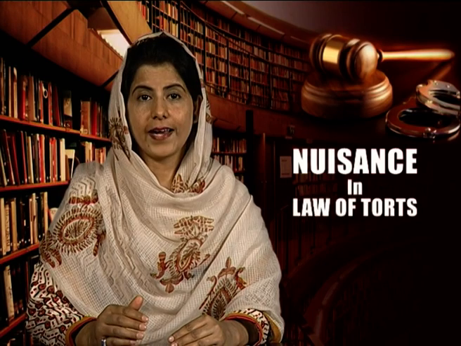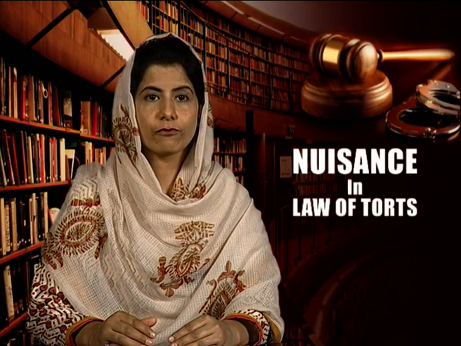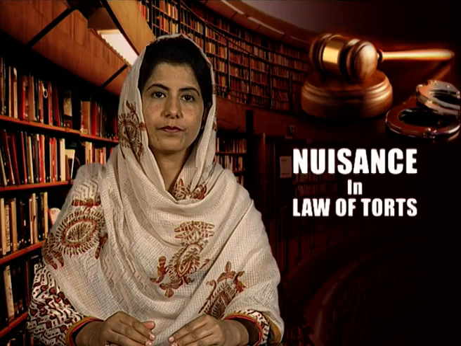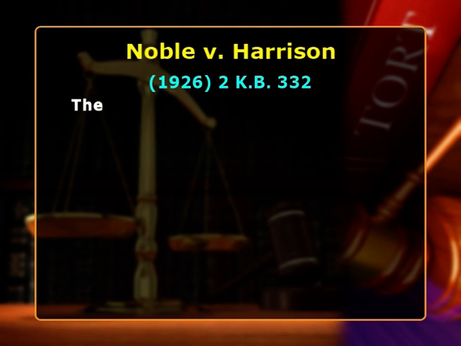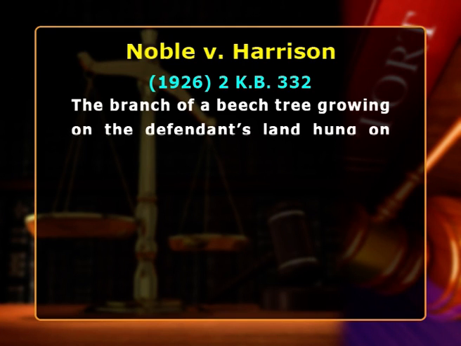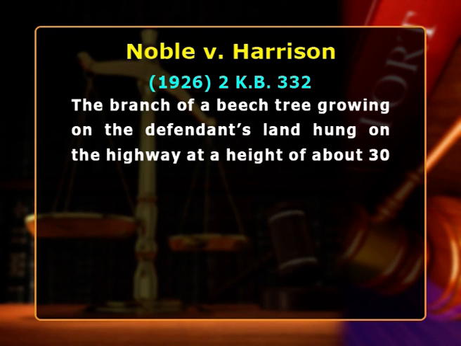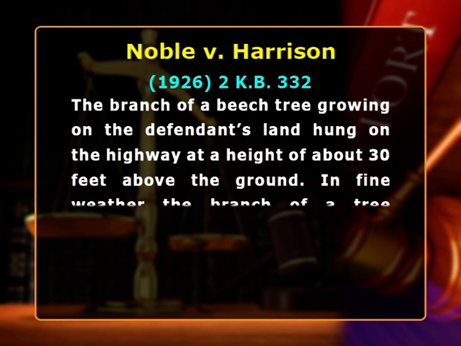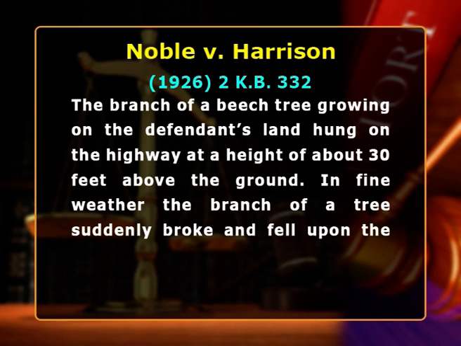Projections. As regards projections on the highway by objects like overhanging branches of a tree or a clock, etc., from the land or building adjoining the highway, no action for nuisance can be brought for such projections unless some damage is caused thereby. In Noble versus Harrison, the branch of a beech tree growing on the defendant's land hung on the highway at a height of about 30 feet above the ground.